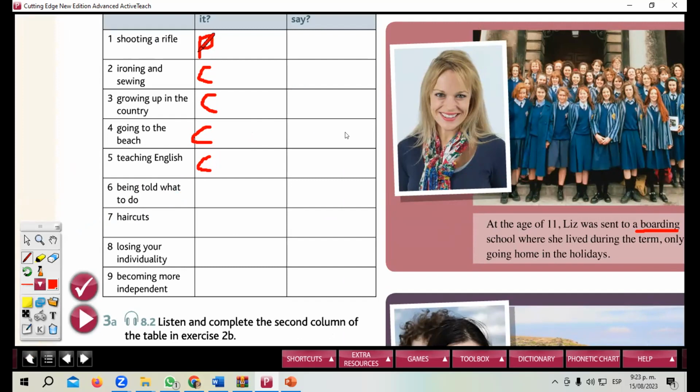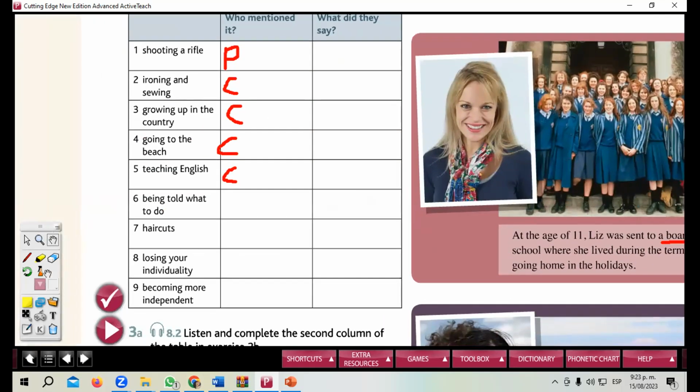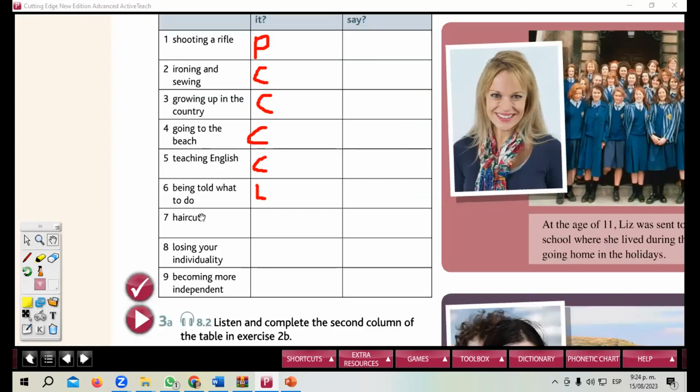Let's see the others. Manuel, being told what to do. So receiving orders, being told what to do. I think Peter, teacher. Yes. I also think Liz, because she was in boarding school. Everyone? Yes. Okay. Let's put Liz, maybe. We will correct later. So it's not if they apply, but we're going to pay attention to who talks about these situations, okay? Maria Alejandra, for next, number 7.